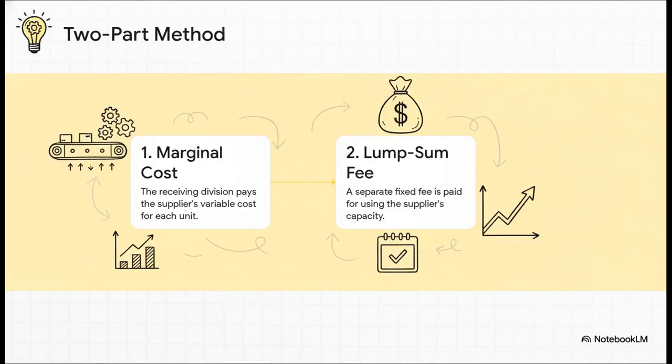Let's break down the calculation here. Step 1. The buyer pays the seller at the marginal or variable costs for every single unit they take. This is great because it encourages them to order the optimal quantity since the price per unit is so low. Step 2, on top of that, the buyer pays a pre-agreed fixed fee, maybe like a monthly charge. This ensures the seller covers their overhead and makes a profit, which solves their incentive problem.